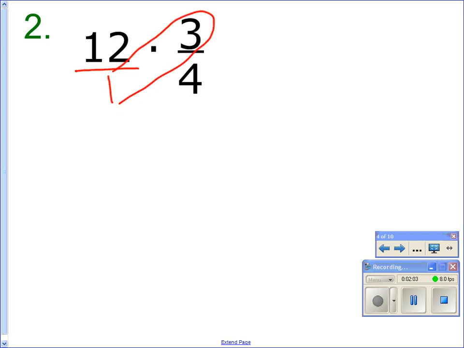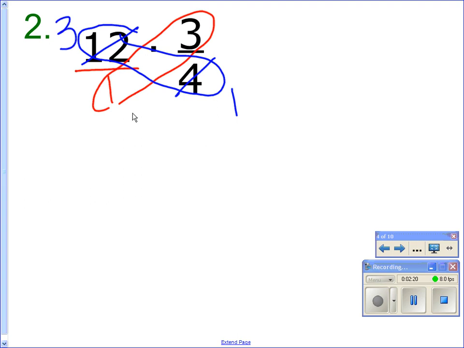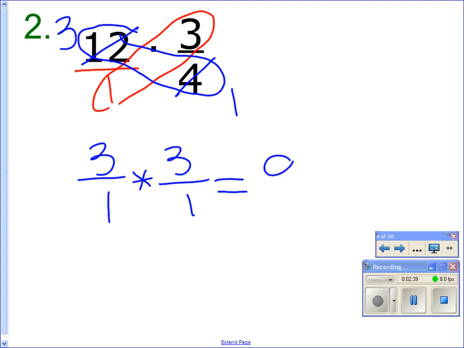Okay, 3 and 1, you cannot simplify. But if you look at the next diagonal, 12 and 4, what number can go into both 12 and 4? Well, 4 can. 4 divided by 4 is 1. 12 divided by 4 is 3. So, if you want to rewrite the fraction out again, you have 3 over 1 times 3 over 1 again because the 4 canceled out. So now we're going to multiply straight across. 3 times 3 is 9. 1 times 1 is 1.